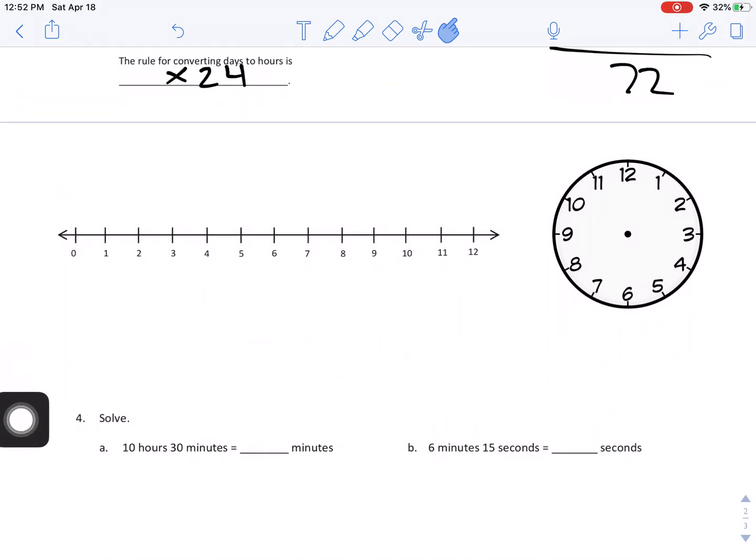Another way that you could think about time is like a number line. So if you look, here's a number line from 0 to 12.